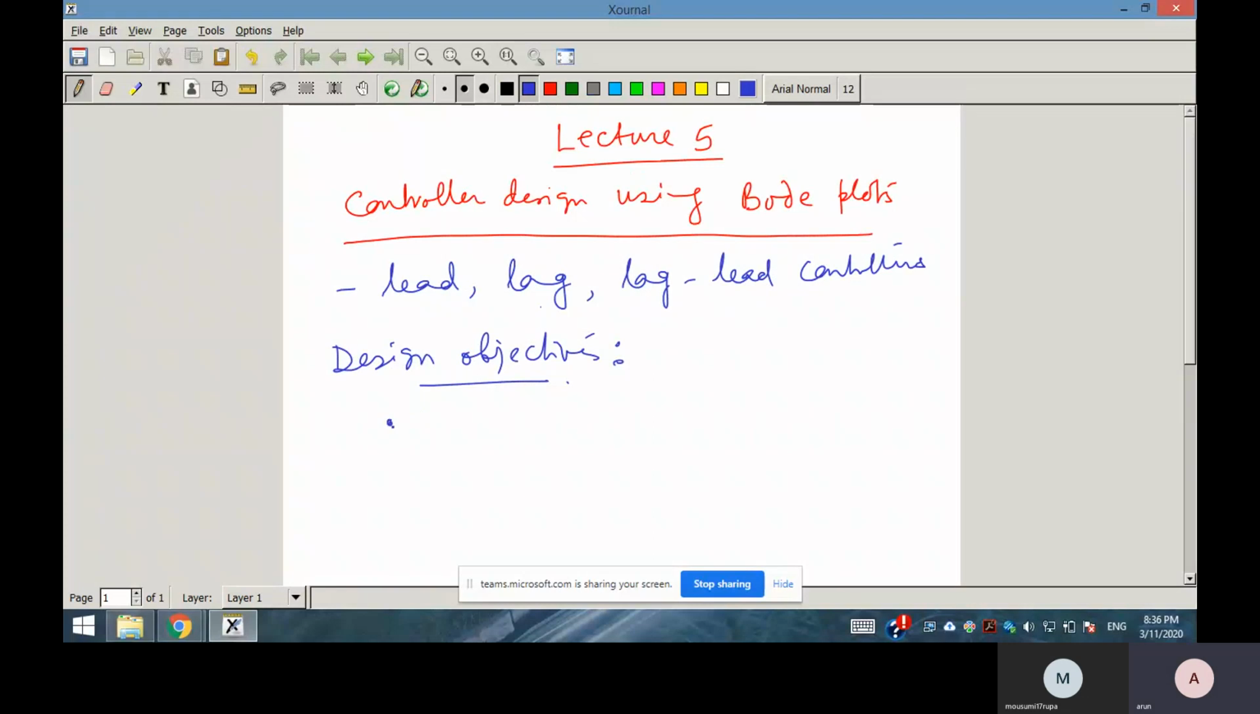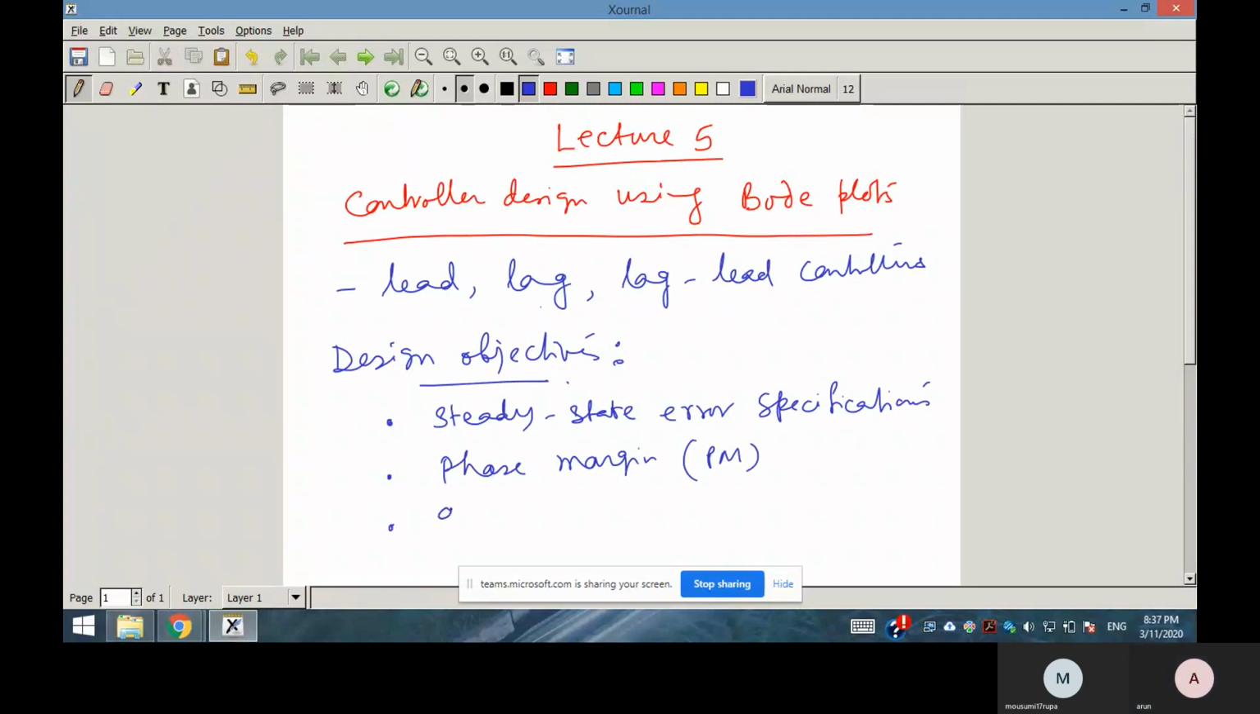Design goals are: one is steady state error specification, phase margin, and gain cross-over frequency. So these are the three specifications we want to meet here. Other objectives, for example gain margin and all these things, we have to post check.